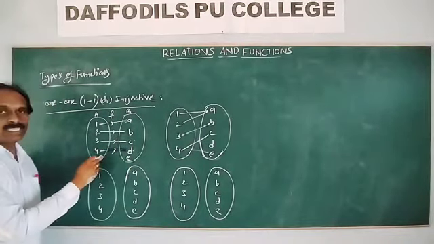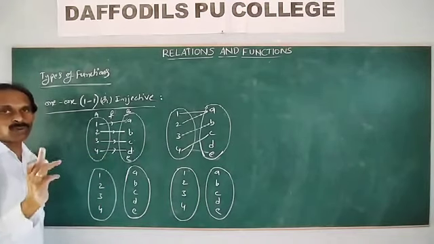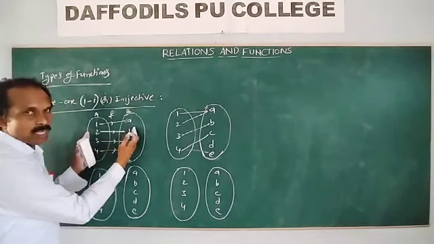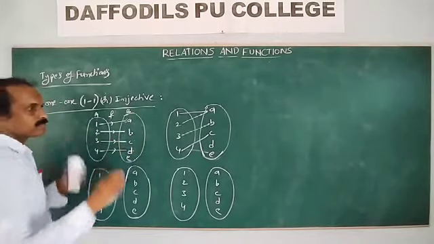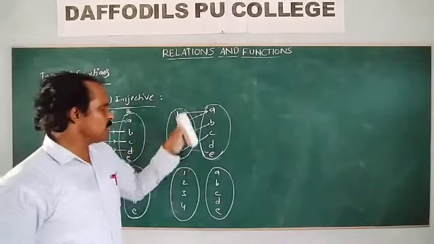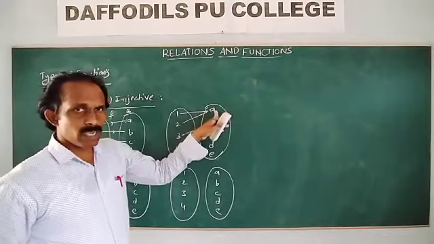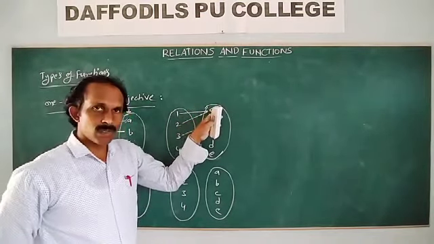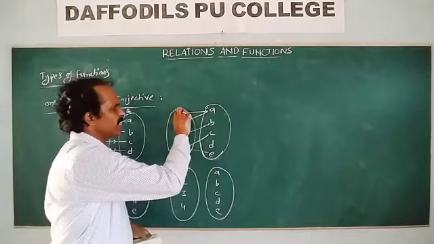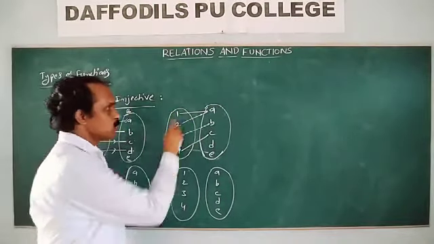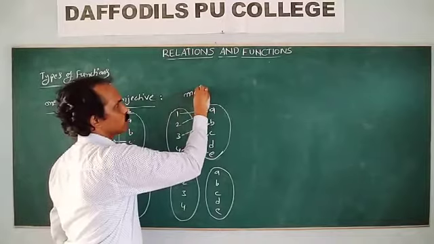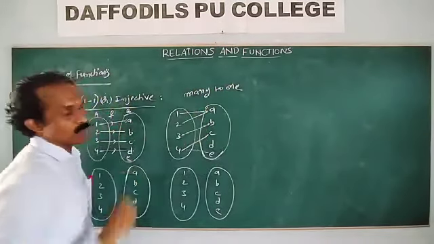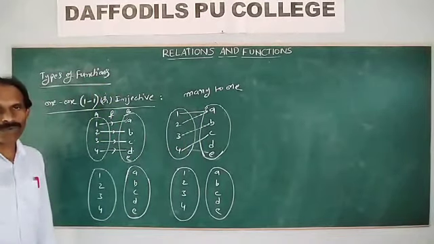So this type of function is called one-one. One element has only one image. Now you observe that the image of 1 is A and the image of 2 is also A. So different elements have the same image. So here it is called many-to-one, not one-one. It is not one-one.